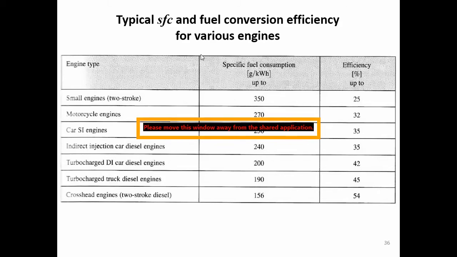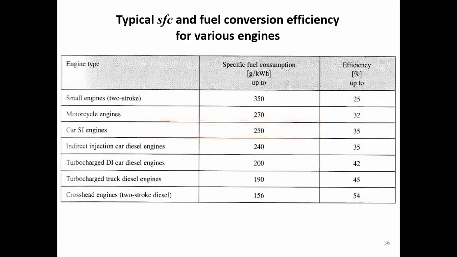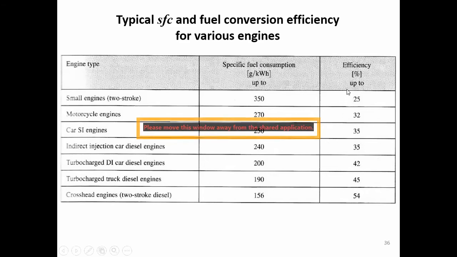Okay, so this one is a typical BSFC and fuel conversion efficiency for different engines. So this is the number that you can use for your conventional design. As I mentioned, you should not go over this number for the specific fuel consumption. And this is the most that you can get if you go for conventional design, for different kinds of engine right here.